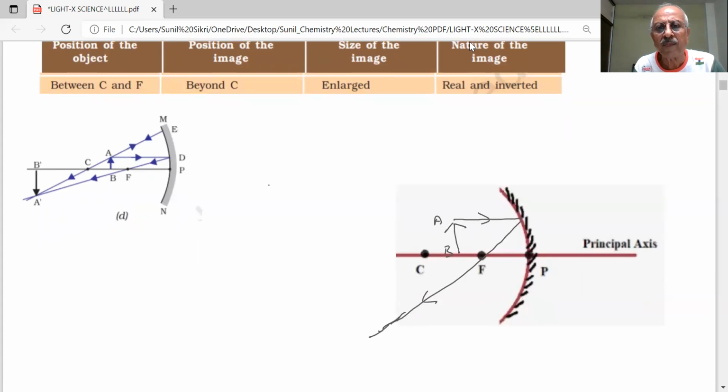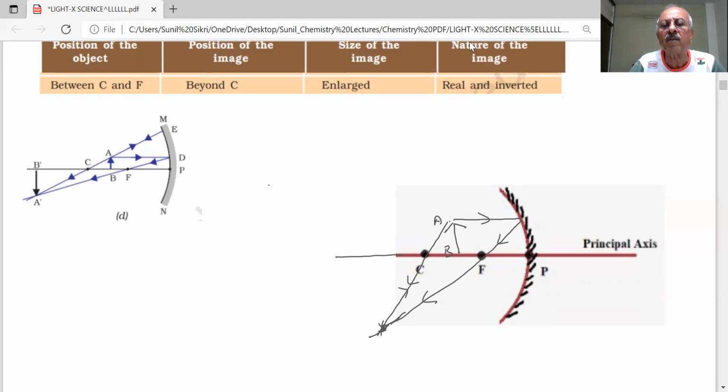The second rule: in this case, I can pass the ray through the center of curvature. What will happen if I pass it through the center of curvature, students? It is reflected back along the same axis. So I use the rule: parallel to the principal axis, passes through focus. The second ray, through the center of curvature, is reflected back.